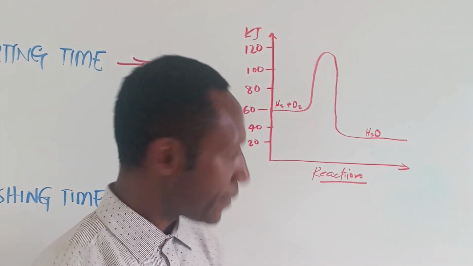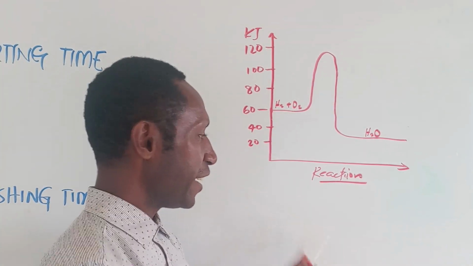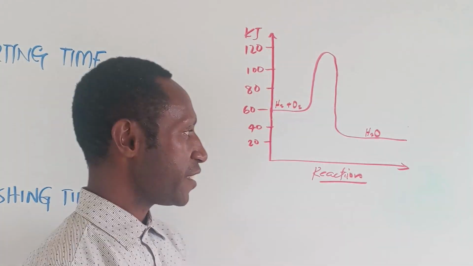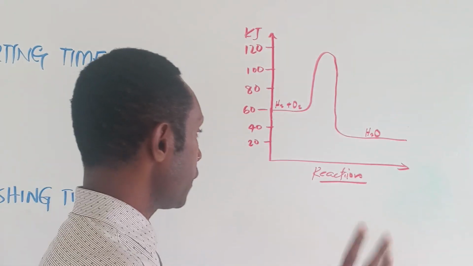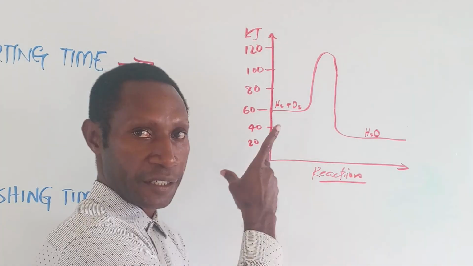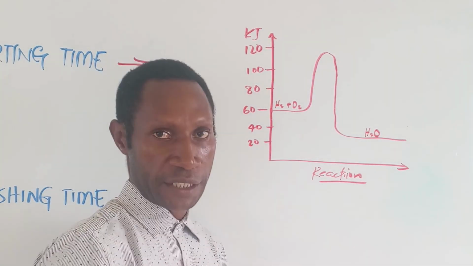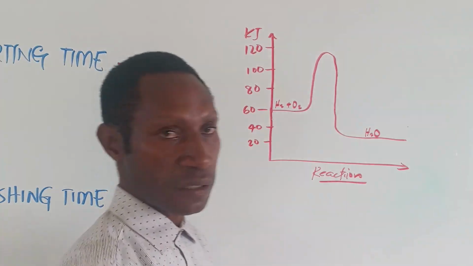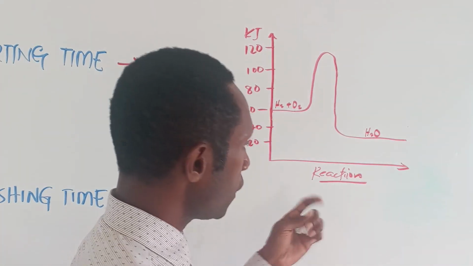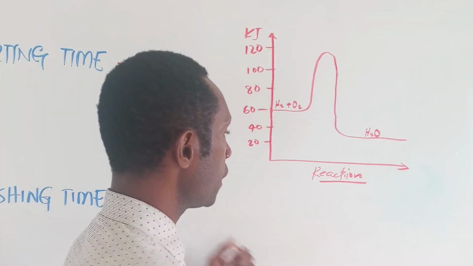All right, welcome. This is the second part. Now, this is the first way they set exam questions under this topic, exothermic and endothermic reactions. They will give a diagram like this and they will ask you to label it, or identify the activation energy, or identify the enthalpy.